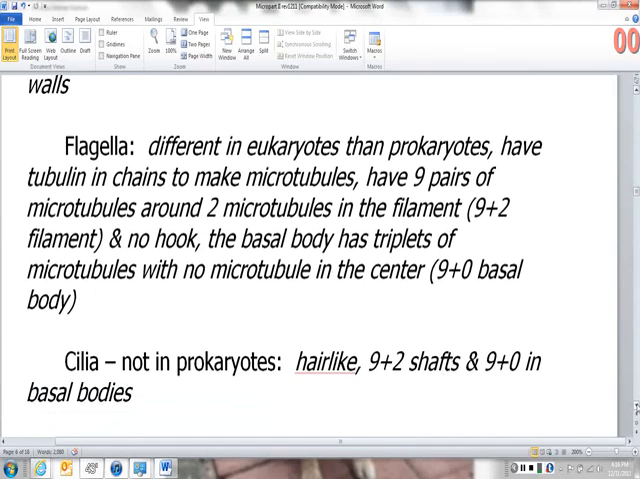Cilia are not present in prokaryotes, only in eukaryotes. These are a hair-like structure around the cell with 9+2 shafts and 9+0 basal bodies.